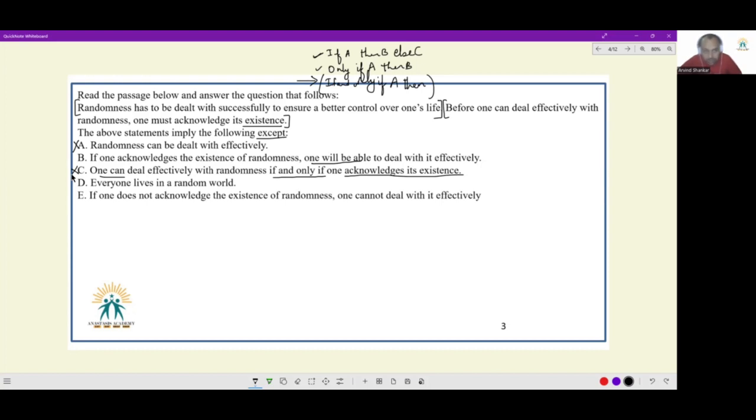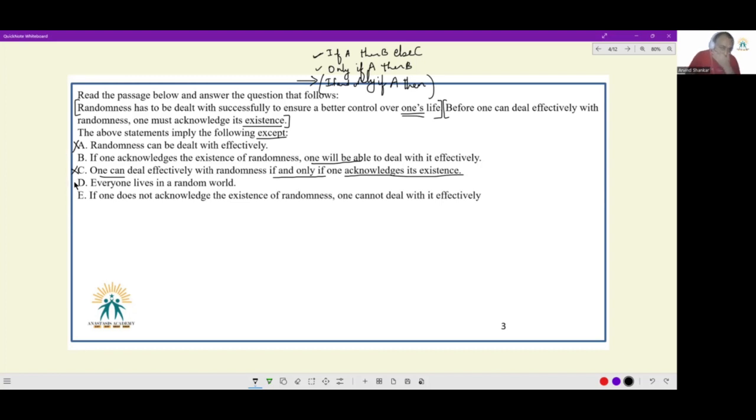If push comes to shove and you have to choose between option B and D, you can still stretch the argument a little to make the statement, everyone lives in a random world. Randomness has to be dealt with successfully in order to ensure a better control over one's life. This is being made as a general statement, for everyone. So when this is being made for everyone, you can perhaps get the inference that everyone lives in a random world. But the fact that once you acknowledge the existence of randomness, you will be able to deal with it effectively, that is not implied.